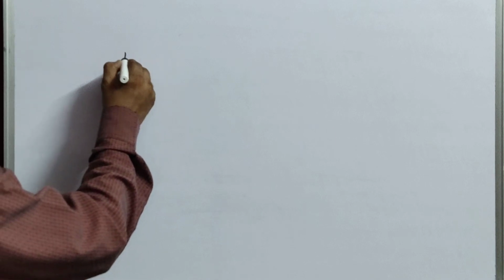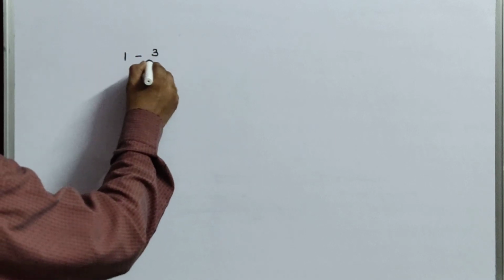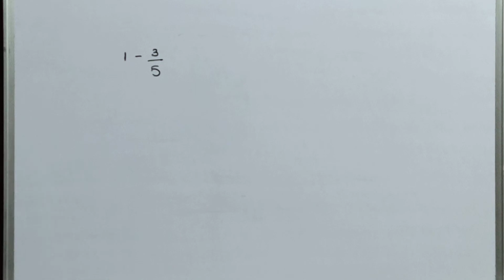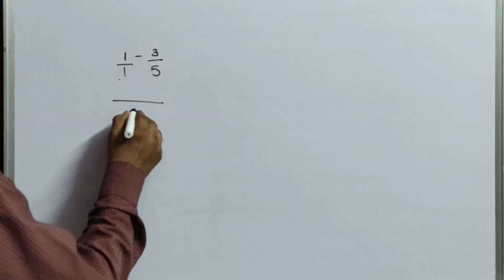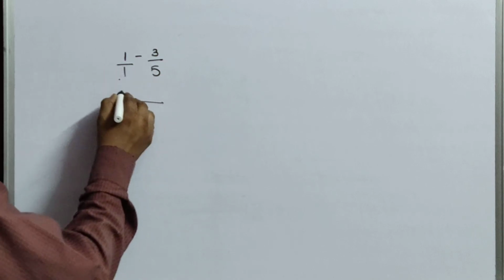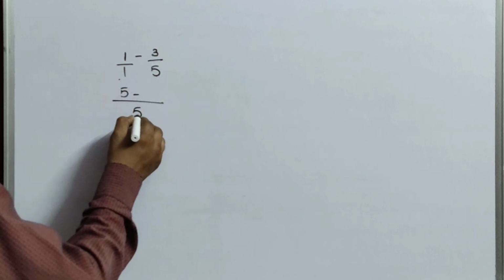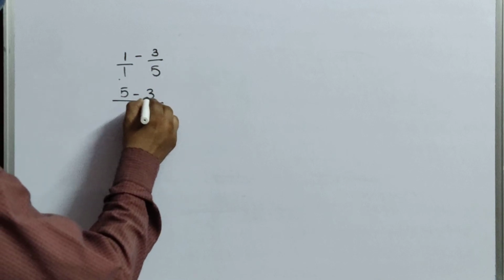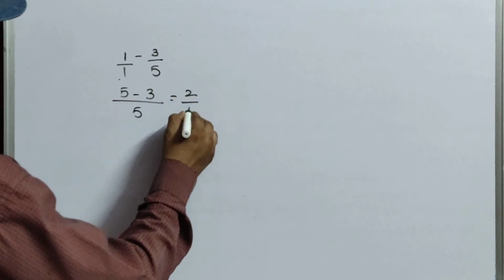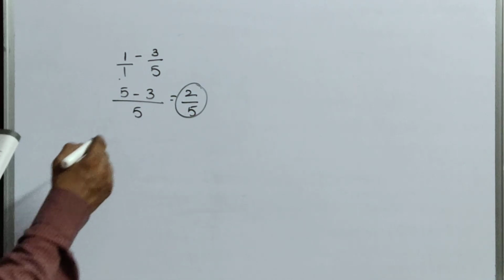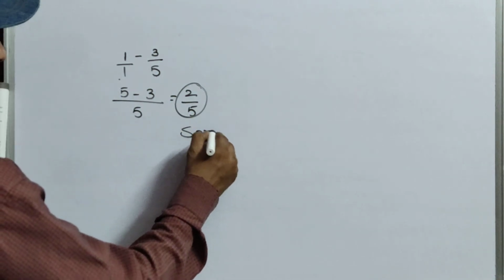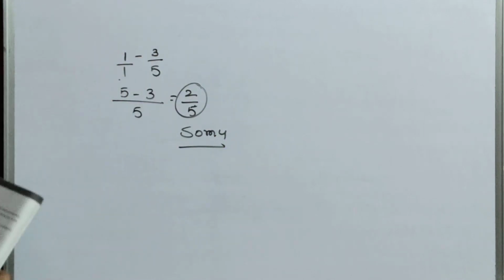That means from 1, you just subtract it. From 1 apple she ate 3 by 5 part. She ate means we have to do subtraction. So 1 by 1. 1 and 5, LCM is 5. 1 5s are 5. So 5 table 5 one time. 1 into 3 is 3. So 5 minus 3 is 2 by 5. This 2 by 5, who ate? That is Somu. Somu ate 2 by 5 part.